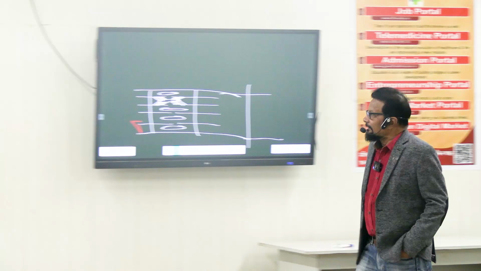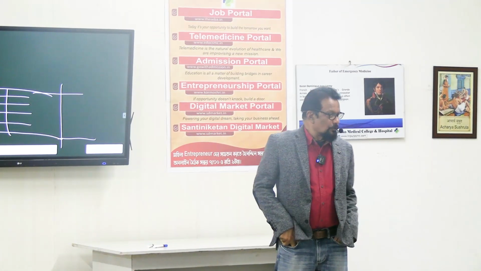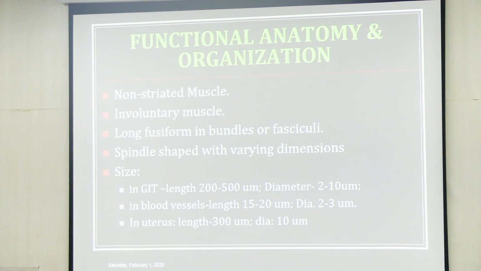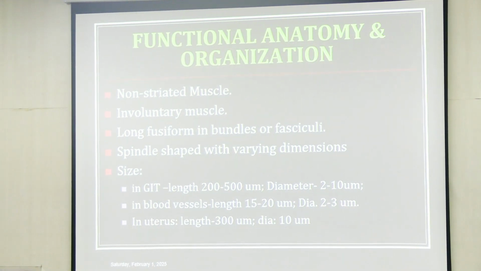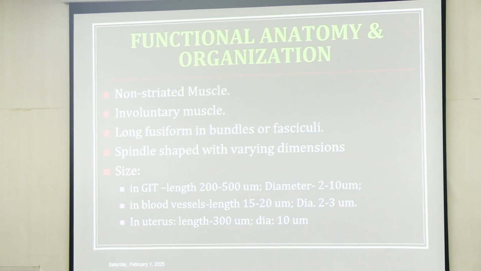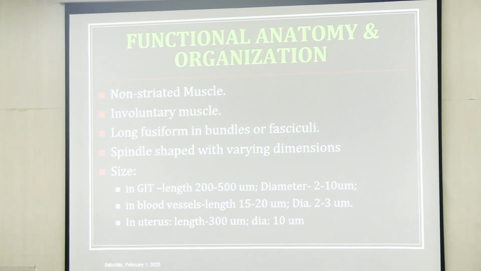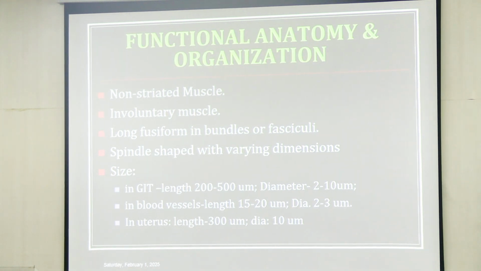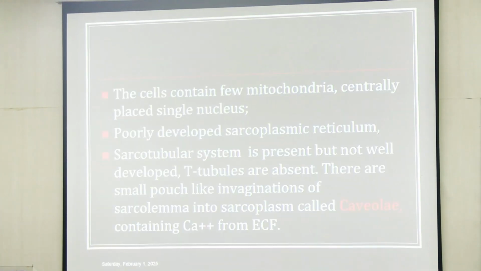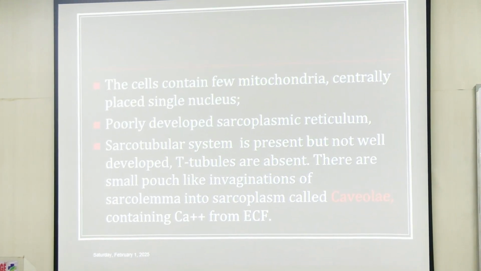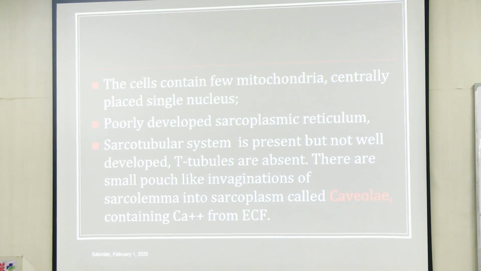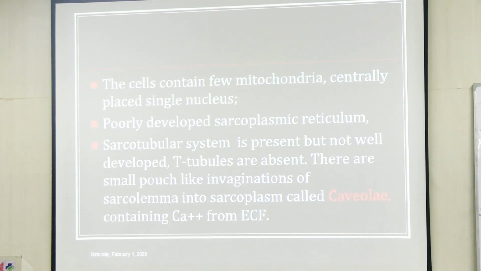See, in the gut, what is their length? 200 to 500 micrometer, and their diameter is 2 to 10 micrometer. Whereas in blood vessels, their length is 15 to 20 micrometer and diameter 2 to 3 micrometer, and uterus 300 micrometer and diameter about 10 micrometer. The cells contain few mitochondria and a centrally placed nucleus.